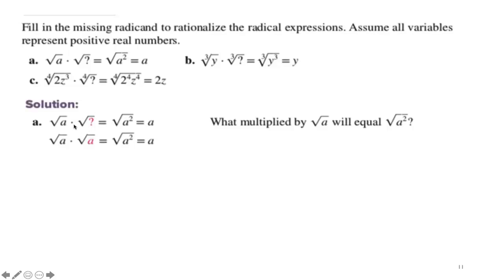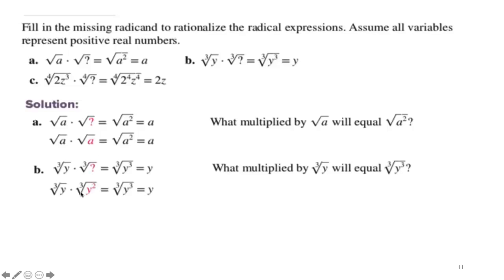So notice that if I put a square root of a here, then using the property of radicals, a times a is a squared. And so instead of taking the radical of a times the radical of a, I can take the radical of a times a. And notice the square root of a squared is just a. And so by multiplying the radical of a by the radical of a, I can cancel out the square root and get a. And that's what we want to do when we have a radical at the denominator.